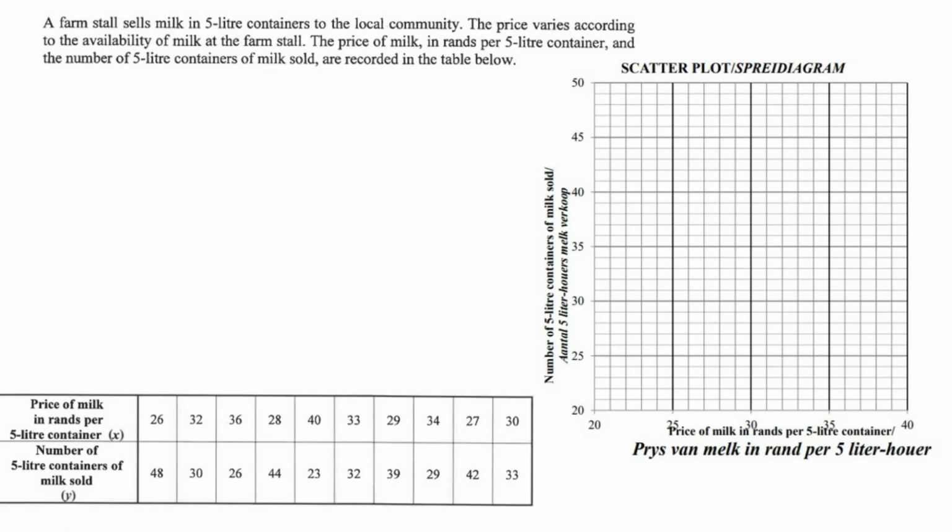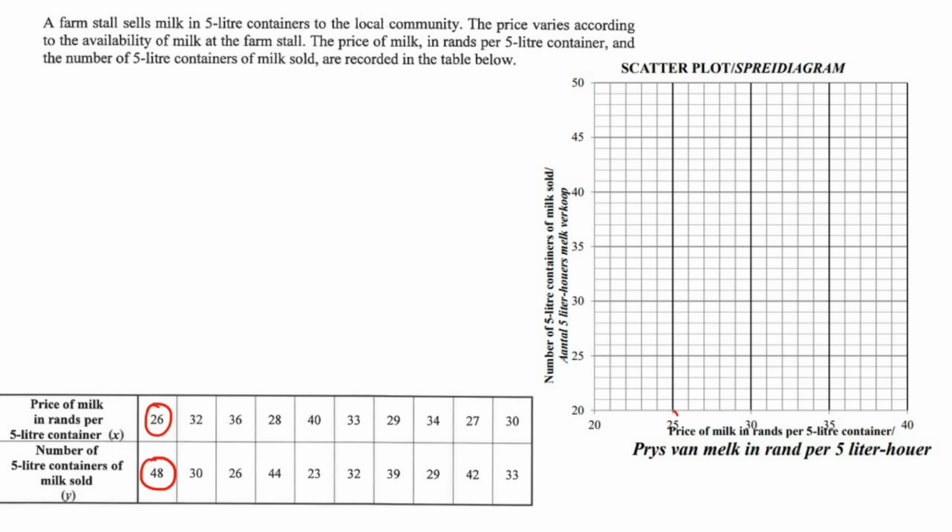So here's the first one. I've done my best to try get the answer diagram. They will give you this in your exam. And then here's the values. They even give you the y-axis, the x-axis. So it's pretty easy. So the x-axis is price of milk. So that's this one. And then the y-axis is number of 5 liters. So that's that one. So the first point to plot is 26 and 48.